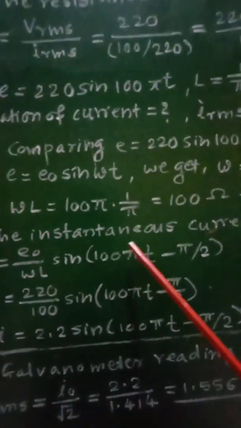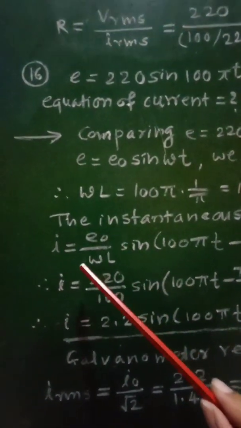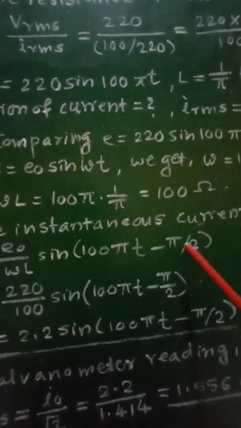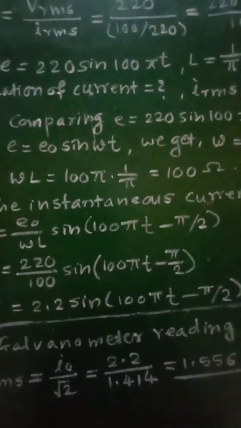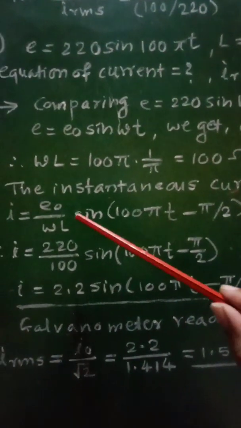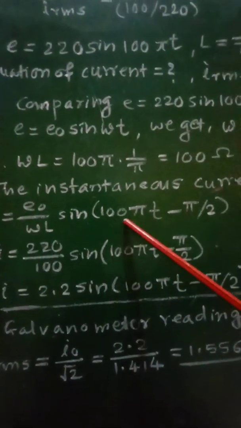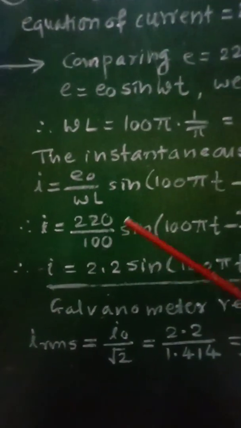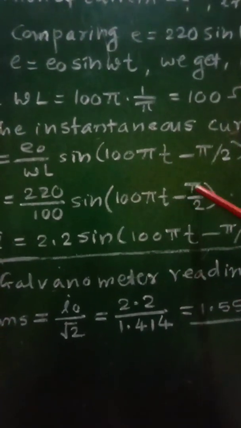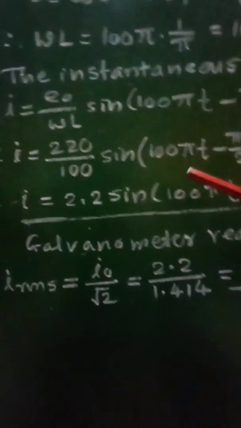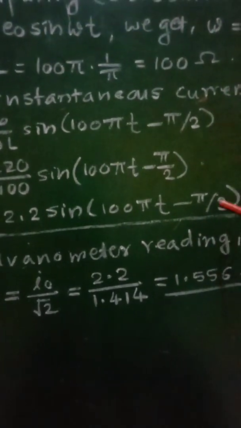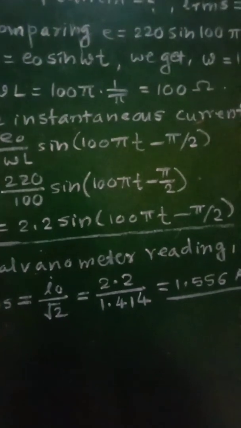Then the instantaneous current will be given as I is equal to E0 upon omega L sin (100 pi t minus pi by 2), because here EMF and current will be out of phase by a phase difference of pi by 2. That is I is equal to 220 upon 100 sin (100 pi t minus pi by 2), which comes out to be I is equal to 2.2 sin (100 pi t minus pi by 2), which is the required equation for instantaneous current.